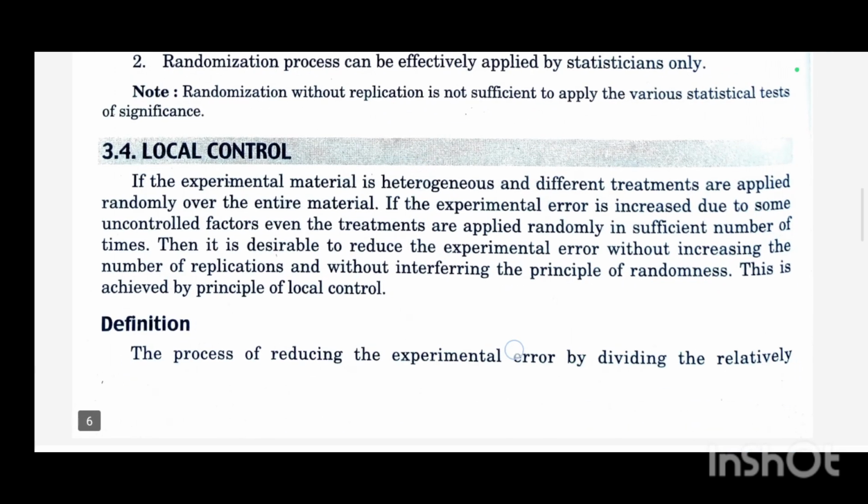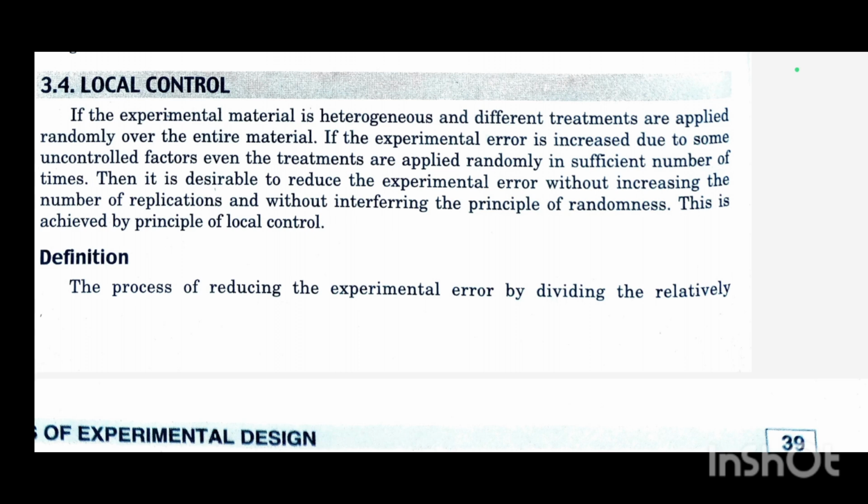Next, coming to local control. If the experimental material is homogeneous or heterogeneous, and different treatments are applied randomly over the entire material, and the experimental error is increased due to some uncontrolled factors, even when the treatments are applied randomly a sufficient number of times, then it is desirable to reduce the experimental error without increasing the number of replications and without interfering with the principle of randomness. This is achieved by the principle of local control.